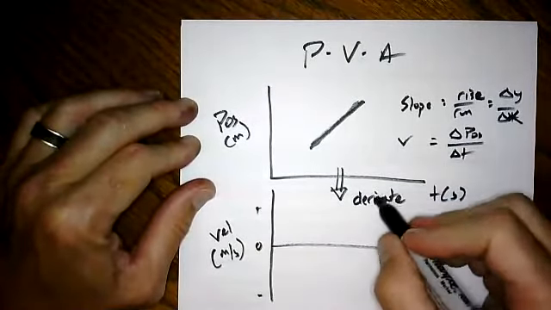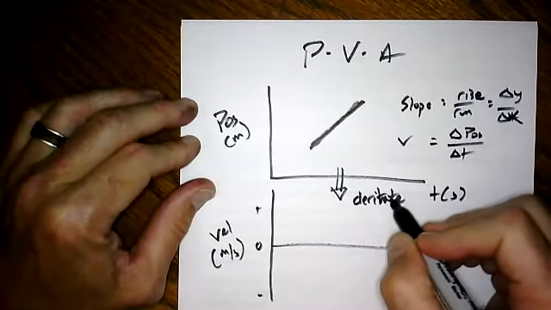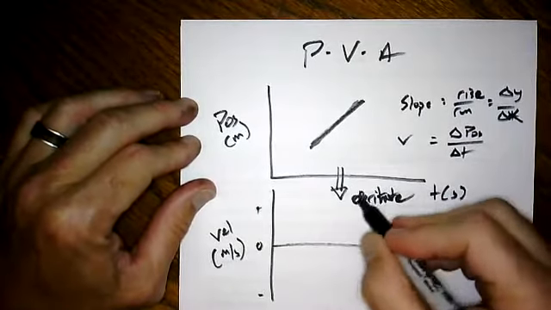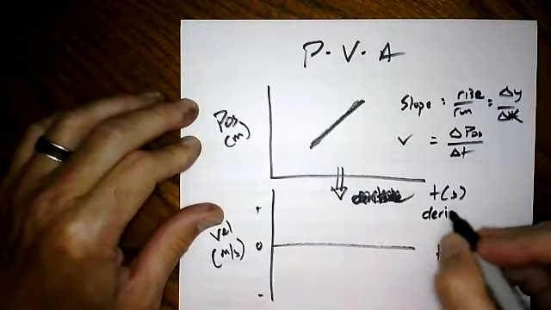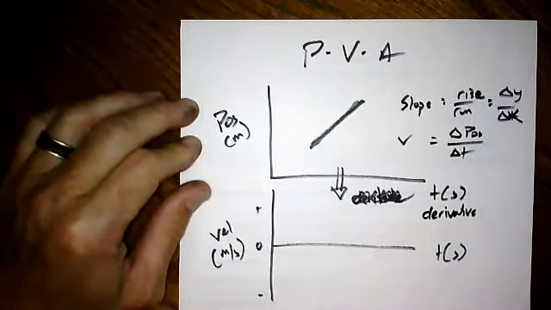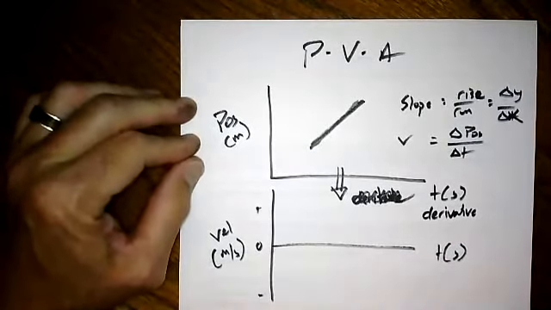Oh my gosh, this is terrible spelling. Derivative. It's been a long day. Derivative. Close enough. We take the derivative.